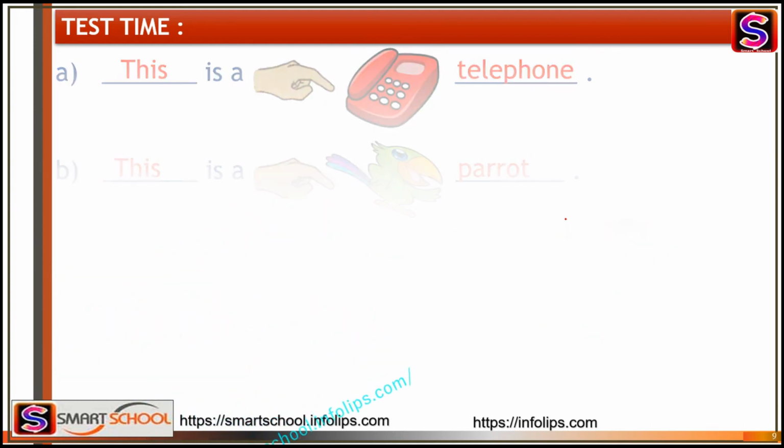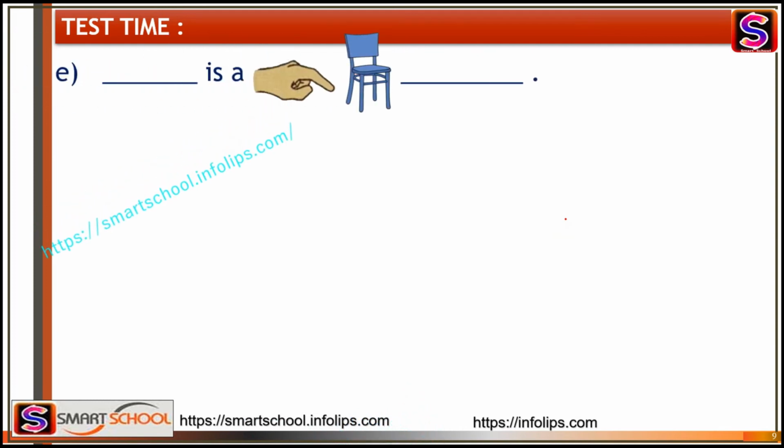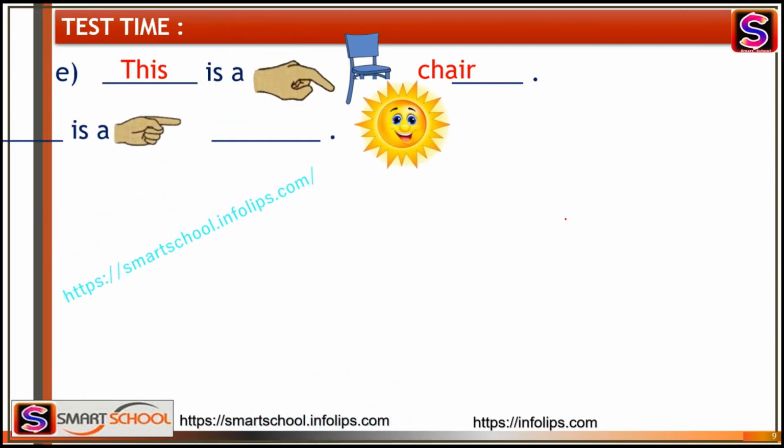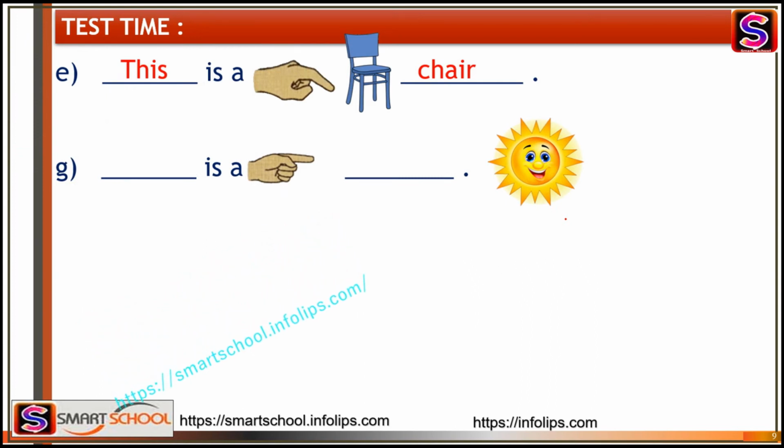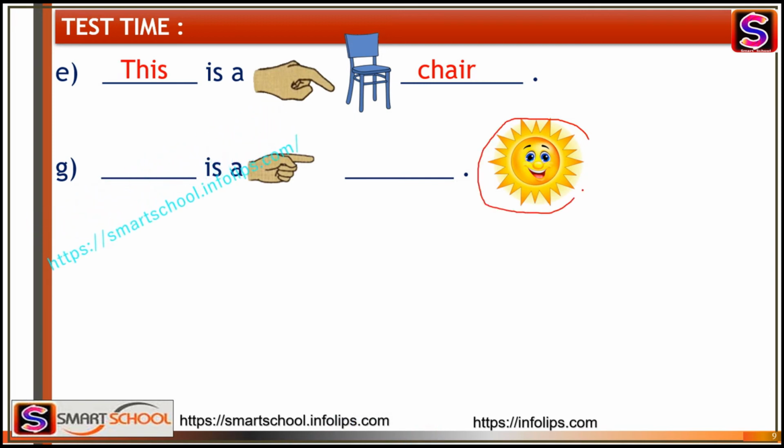See some more examples, more tests. Again, dash is a, finger and that object and dash. So what will be there? This is a chair. Right, this is a chair. See one more. Again that finger is changed and that object is far from that finger. That is a sun. Right, that is a sun.